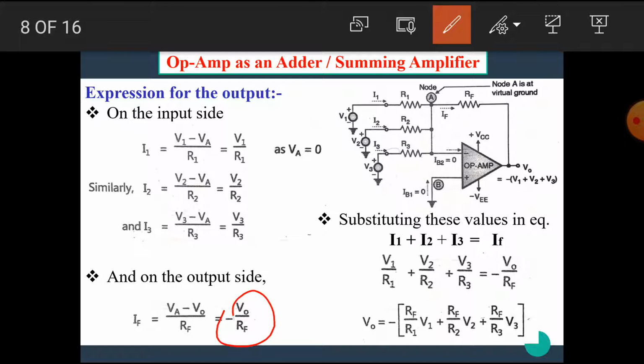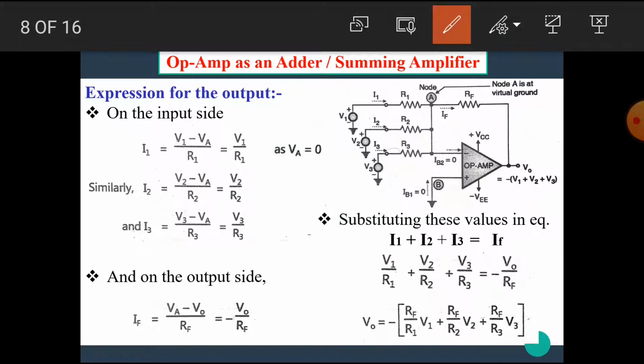Now let's put these values of I1, I2, I3 and IF into this equation. We get V1 upon R1 plus V2 upon R2 plus V3 upon R3 is equal to minus V0 upon RF. Then we get V0 is equal to RF upon R1 into V1, RF upon R2 into V2 plus RF upon R3 V3.